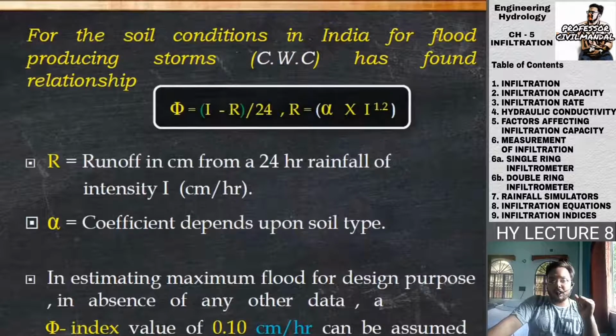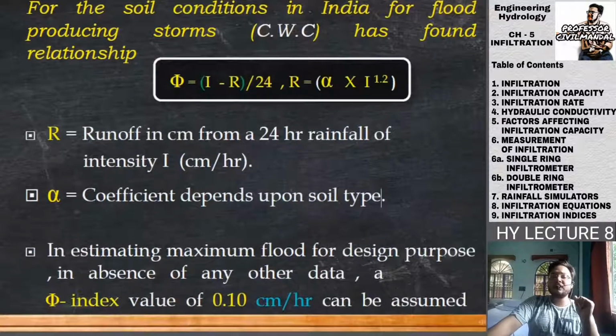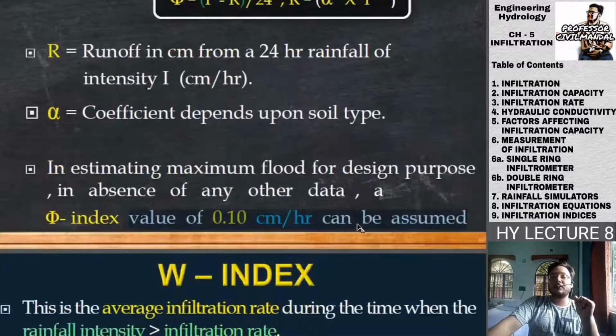Suppose you are not having the value of this alpha. Okay, let's take it that you don't know about the type of the soil. You can assume that phi index value as 0.1 centimeter per hour for that particular phase of time.